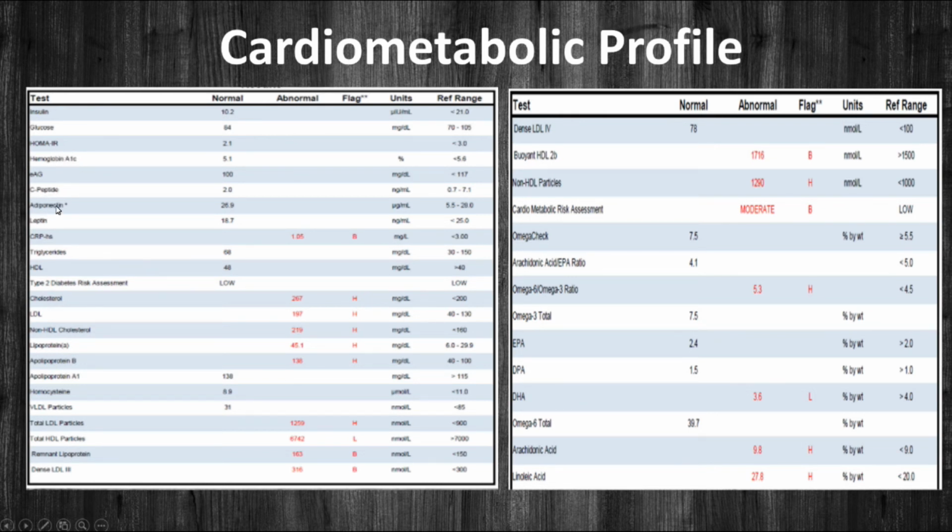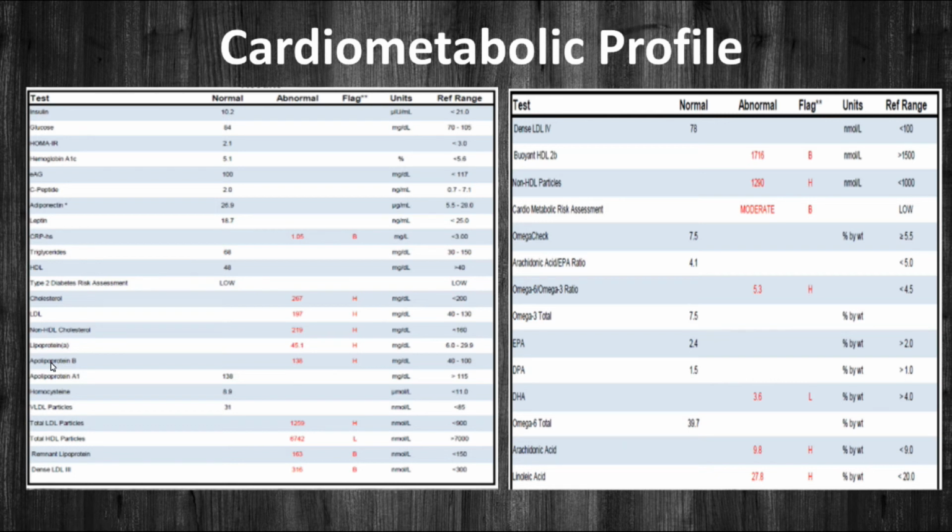We're also looking at things like adiponectin, which is basically your body's ability to burn fat as an energy source. We're also looking at leptin, which is your hunger hormone. We're looking at your triglycerides, how much free fat you have in your cardiovascular system. We're also looking at, yes, cholesterol, but we're also looking at additional things, for example, like cholesterol particle size.